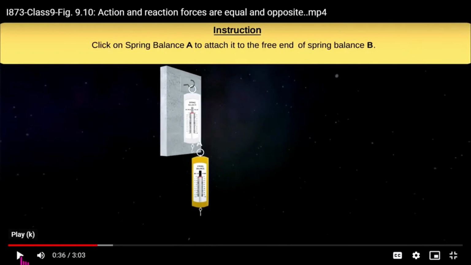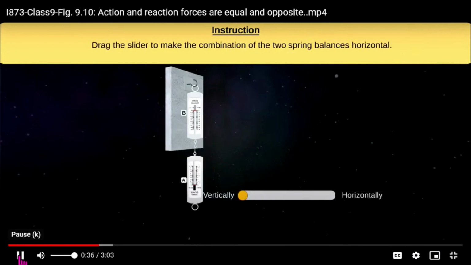I am moving it fast so that we can observe many other things also. The instructions are given on the mobile app, and the student can drag the slider to make the combination.